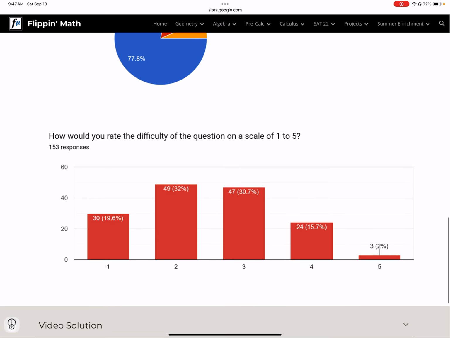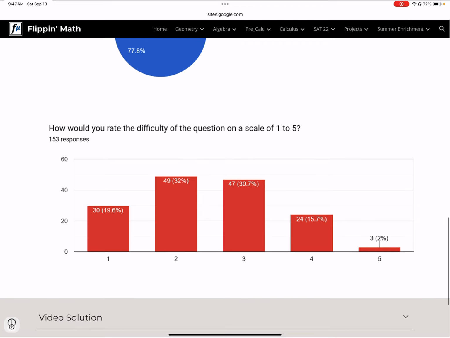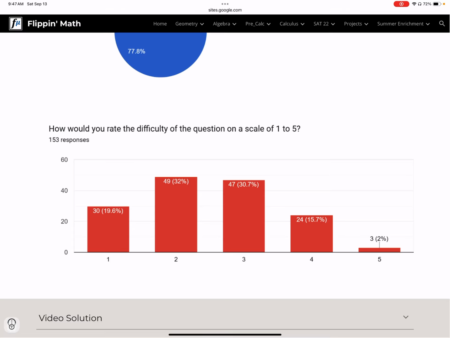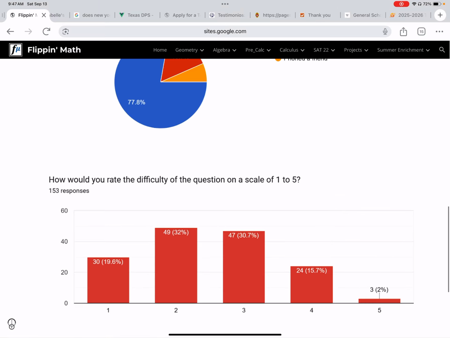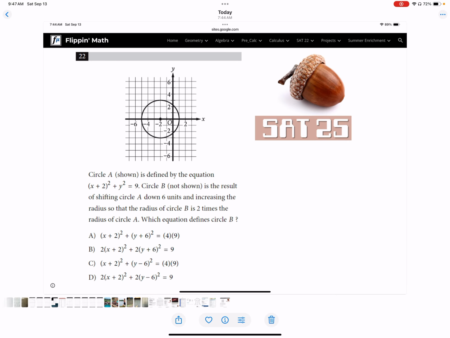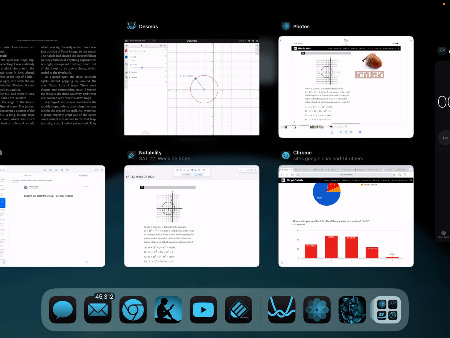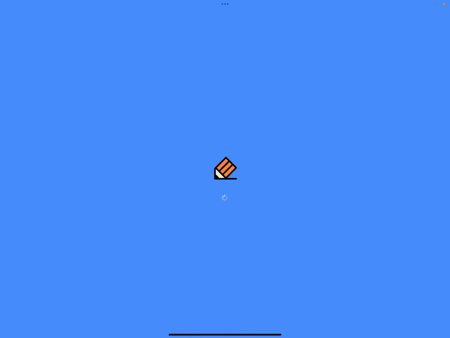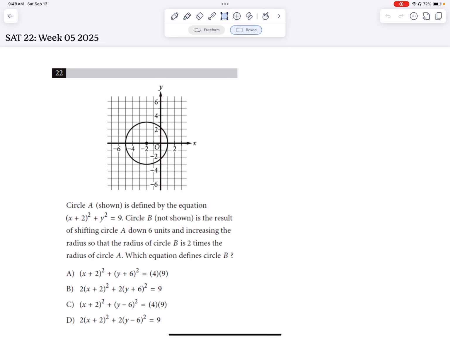Finally, we thought that this question was medium, but skewed towards the easier side, as you can see from the larger spikes on the 1 and the 2 versus the 4 and the 5. Okay, so let's actually get into the solution. I'm going to do this by hand first, and then we can take a look at some Desmos stuff.